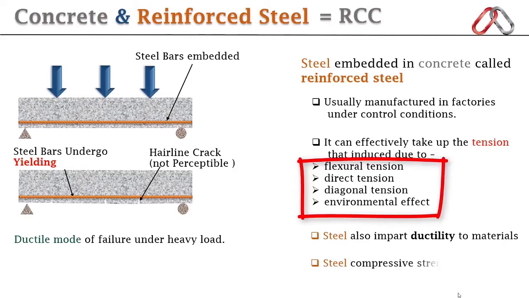Not only this, steel also improves the compressive strength of the member in comparison to the plain cement concrete. अगर हम प्लेन सीमेंट कंक्रीट से बनाते हैं मेंबर और एक आरसीसी से बनाते हैं, आरसीसी की स्ट्रेंथ ज़्यादा होगी. So I hope you have well understood the differences between plain cement concrete and reinforced cement concrete.